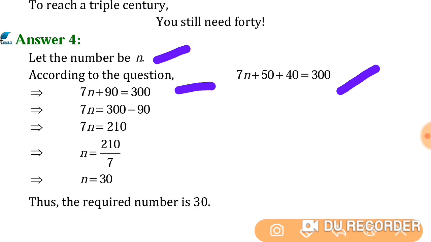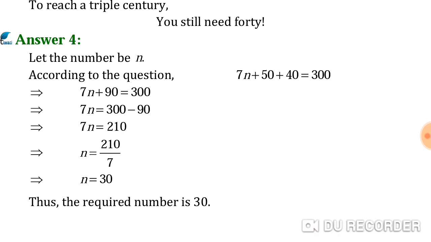7n is equal to 300 minus 90. Transfer the 90 to that side, it becomes 210. 7 also you have to transfer to that side. 210 divided by 7, since there is a multiplication, it becomes division. So 210 divided by 7 becomes 30. So that number is nothing but 30.